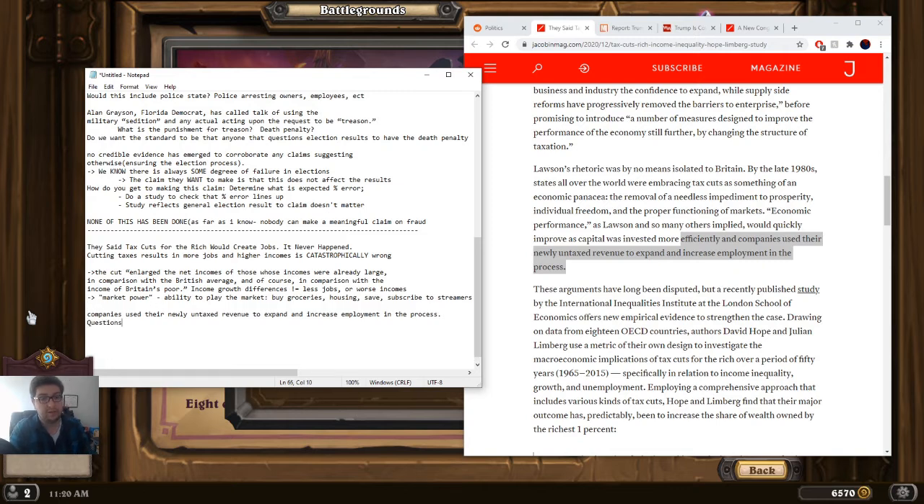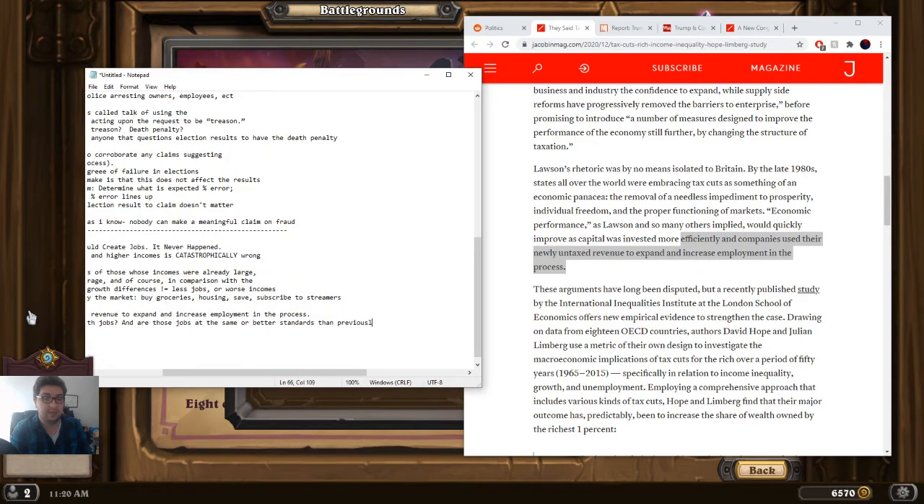The question: do we see more people with jobs? And are those jobs at the same or better standards than previously? And that's what we as a market need to do.